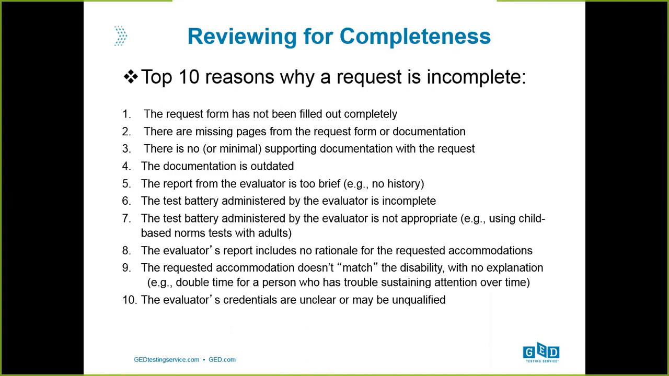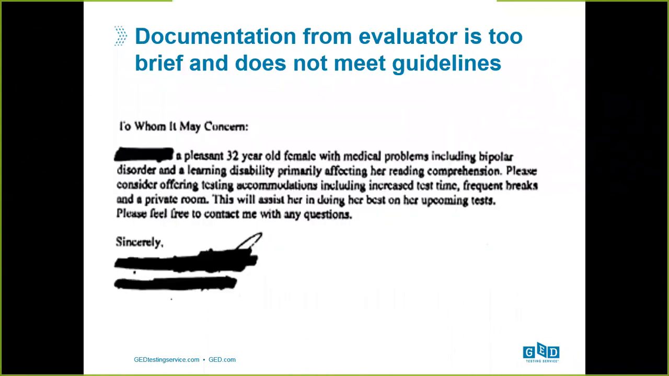And then the evaluator's credentials are unclear, or the person may be unqualified, and we'll talk about that in a minute here. So just a couple of examples. You see this one, the letter says that this person is a pleasant 32-year-old female with medical problems, including bipolar and learning disability, primarily affecting her reading comprehension. Please consider offering testing accommodations that include increased testing time, frequent breaks, and a private room.